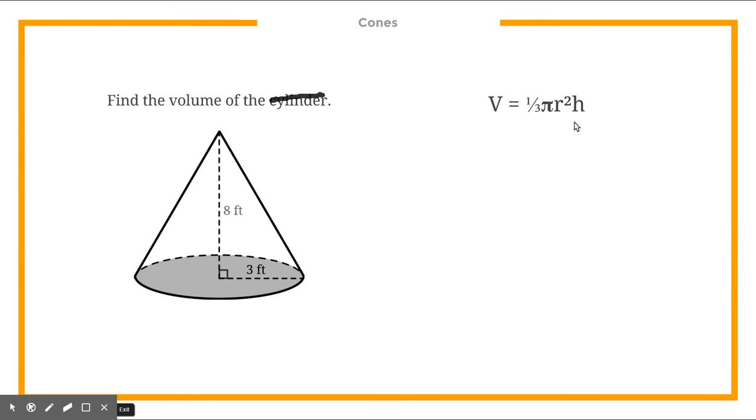Okay, so very similar to what we did with the pyramid, we're taking that formula and we're basically cutting it in 1/3. And one thing you could do when you're doing 1/3, you could just divide by 3 at the end. So that is an option of what you could do as well.